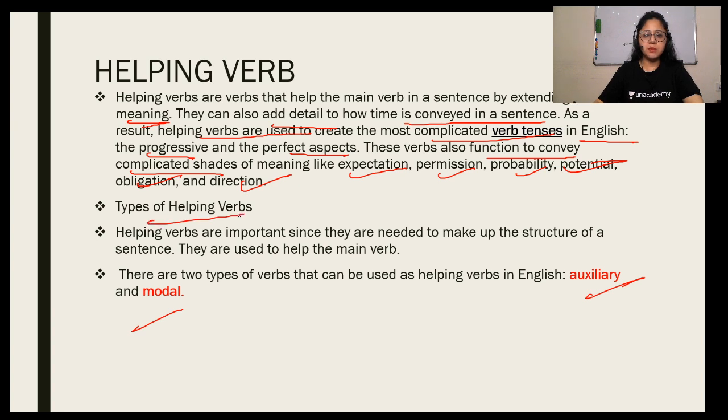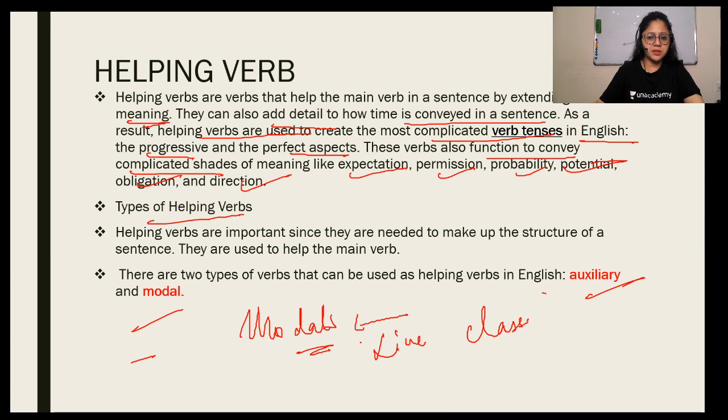Types of helping verbs, like I said, are auxiliary and modal. I have done a separate class on modals. Please check my YouTube class, my special classes to understand modals better, and also live classes. Abhishek, are you a subscriber?